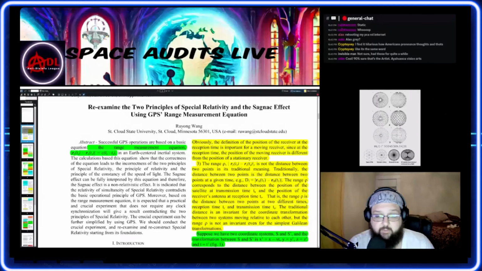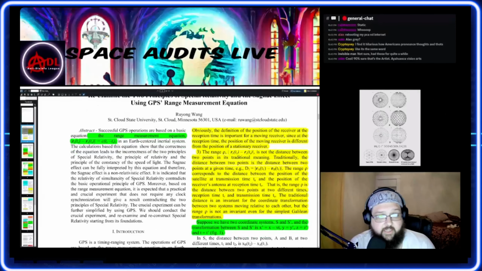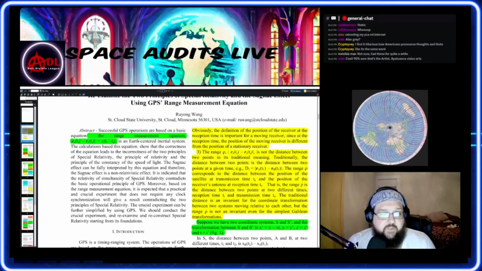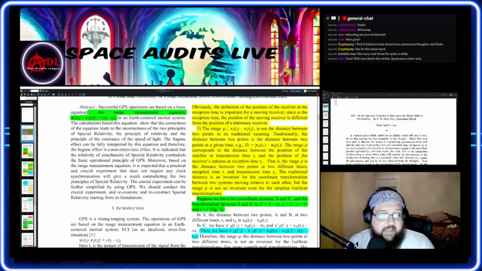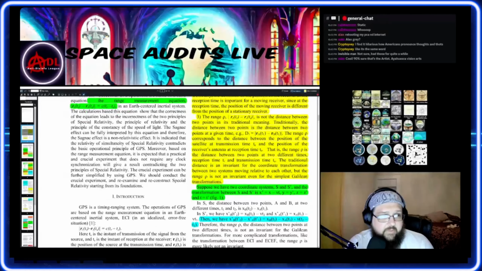I'm just going to read from the paper, and then I'll do some summaries at the end of each section. So, abstract: successful GPS operations are based on the range measurement equation, and that's the absolute value of R sub R times T sub R minus R sub S times T sub S equals C times T sub R minus T sub S. And we'll get into what all this means as we continue on, in an Earth-centered inertial system. So this is really important. We'll keep this in mind for later on, what that means as we continue.